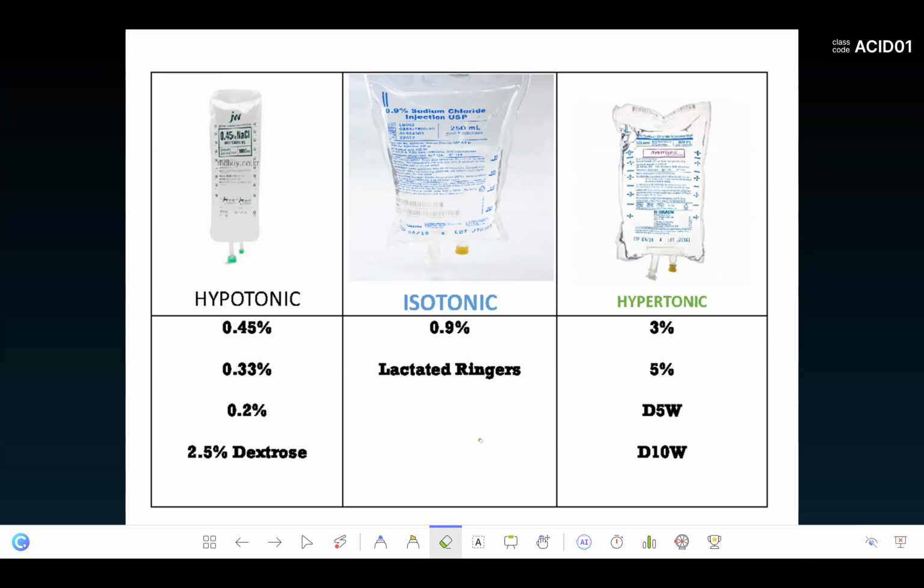Isotonic solutions, normal saline, which is known as 0.9%, and lactated ringers are all isotonic. Your hypertonic solutions include 3% normal saline, 5% saline, D5W, and D10. All of these are hypertonic. They actually draw water from the cells.